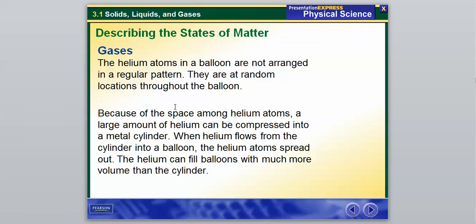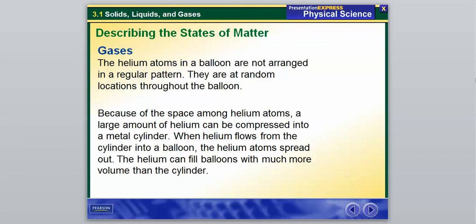It said because of the space among helium atoms, a large amount of helium can be compressed into a metal cylinder, kind of what I said. And when helium flows from the cylinder into a balloon, the helium atoms will spread out, and the helium can fill balloons with much more volume than the cylinder. So that's something that's a little bit interesting as well. It doesn't even necessarily have to have as much helium to fill up. We can use one little tiny cylinder because the helium will pack really tight in there, and then we could fill up multiple balloons that take up a lot more space than that cylinder, because they will take on the shape and the volume of whatever they're in.